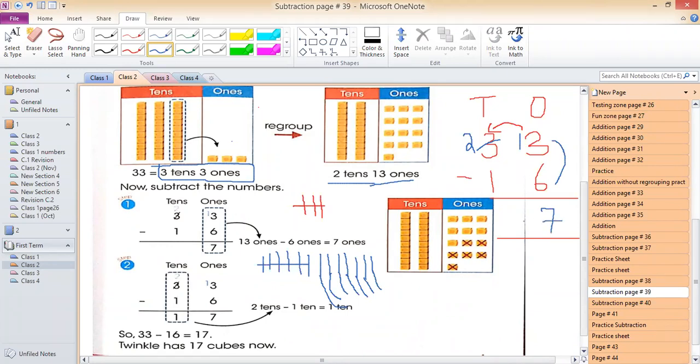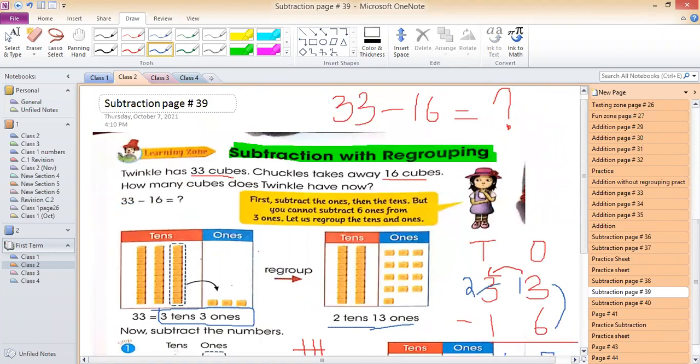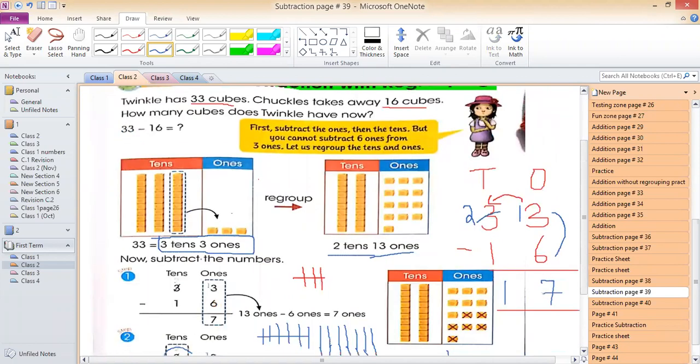Now it's time for subtracting the tens. It is not 3 tens, it is now 2 tens. So 2 tens minus 1 ten, this is 2, cut 1, so it will be only 1. So the answer is 17. Twinkle has 17 cubes now. This is the answer. So when you subtract 16 from 33, you get the answer, that is 17.